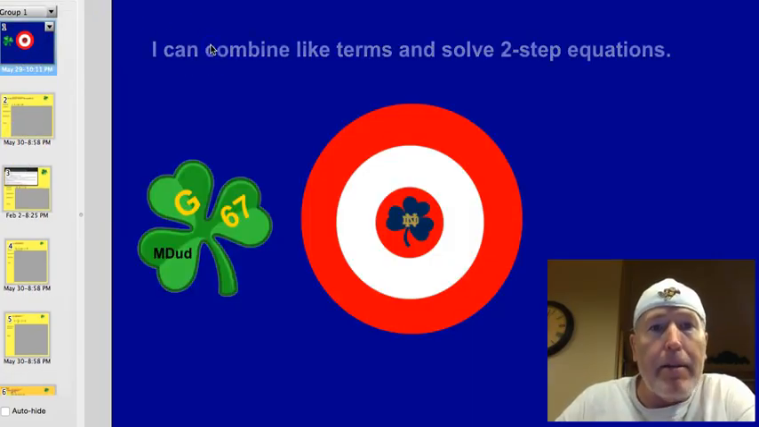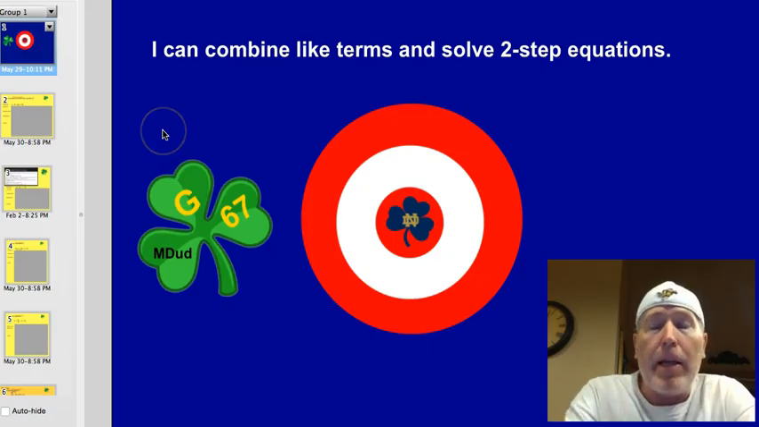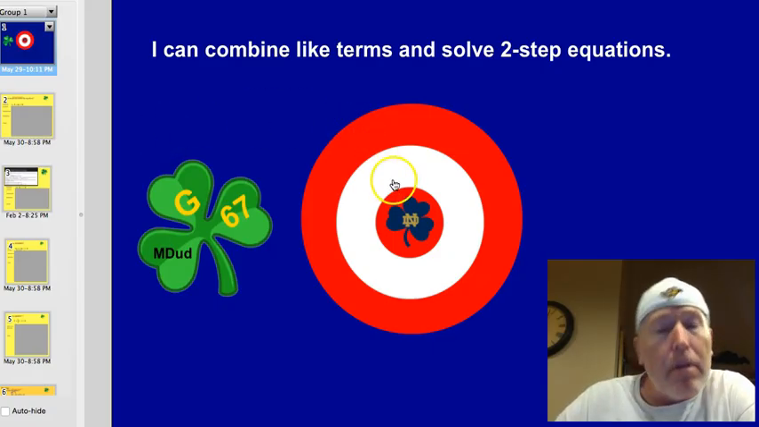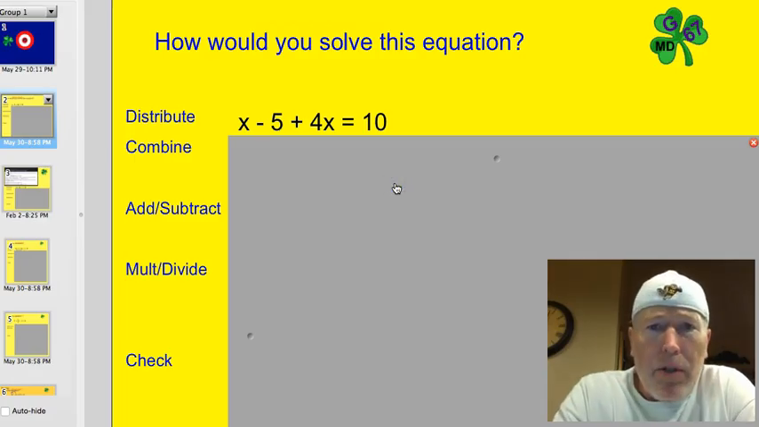All right, tonight I can combine like terms and solve two-steppers. Let's do this thing. How would you go about solving this equation? Well, it looks kind of complicated at first. A lot of things going on there.